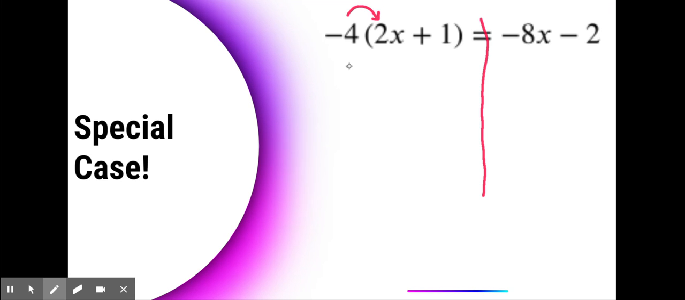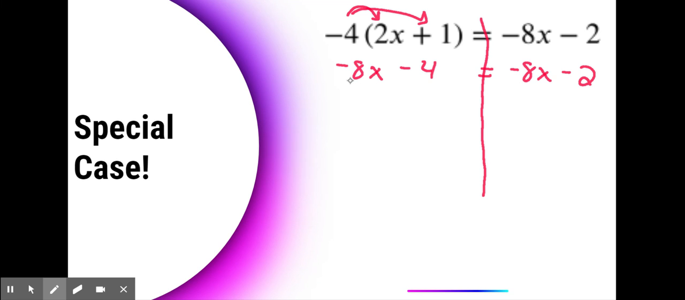So negative 4 times 2x is negative 8x. Negative 4 times 1 is negative 4. So I'm going to bring down my minus 8x minus 2. Okay, so I want you to notice something here. My variables now match, right? The one on the left is negative 8x. The one on the right is negative 8x. So this is our first intuition or first hint that something's weird with this because my variables on both sides match.